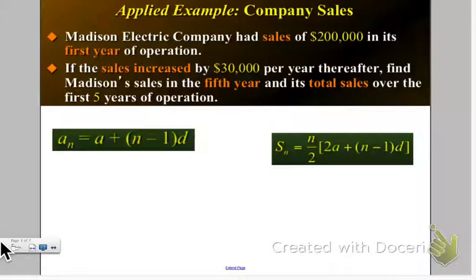Alright, so for these applied problems, you have to figure out whether it's an arithmetic or a geometric sequence. Arithmetic is where they're going to be adding every time, and a geometric sequence is where they're going to be multiplying each period or next time.